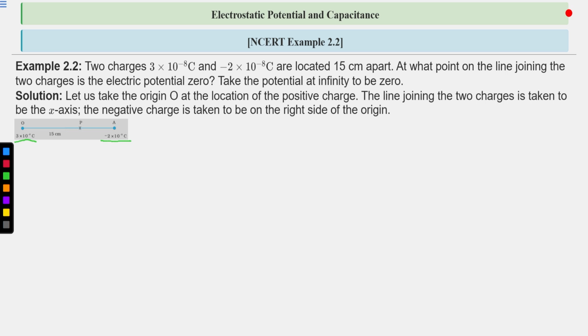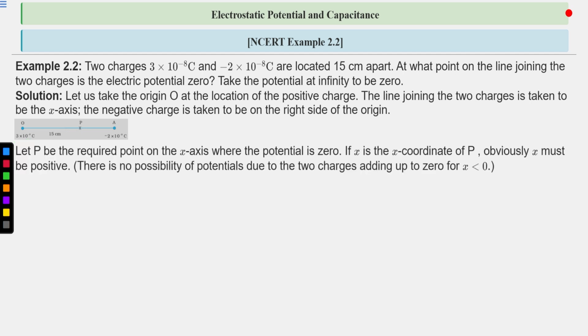This point P can either be on the line between these two charges, positive and negative, or it can be on the right side of the negative charge. It means it can be between the two charges or beyond the negative charge, but it can never be before the positive charge. Why? I will explain.